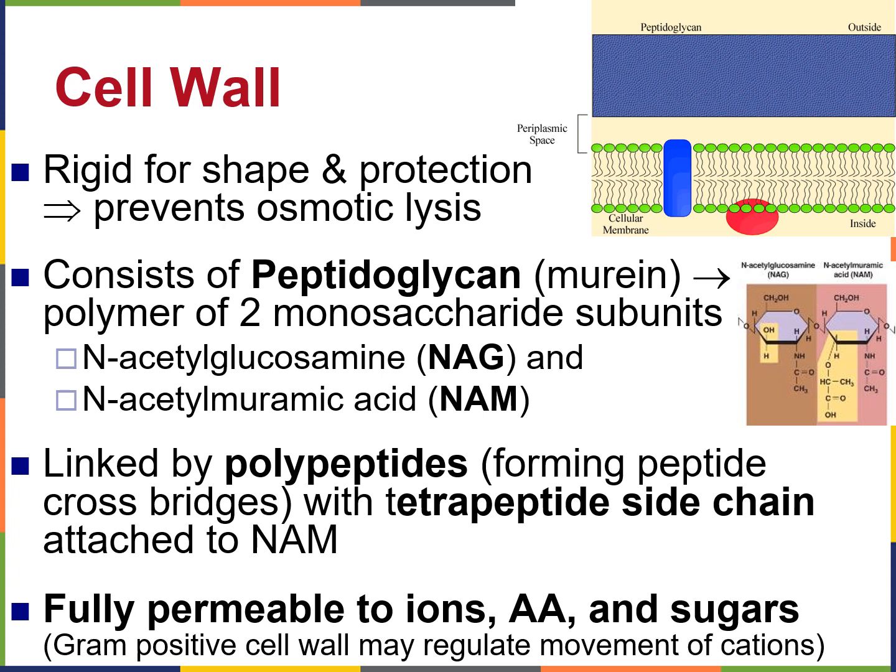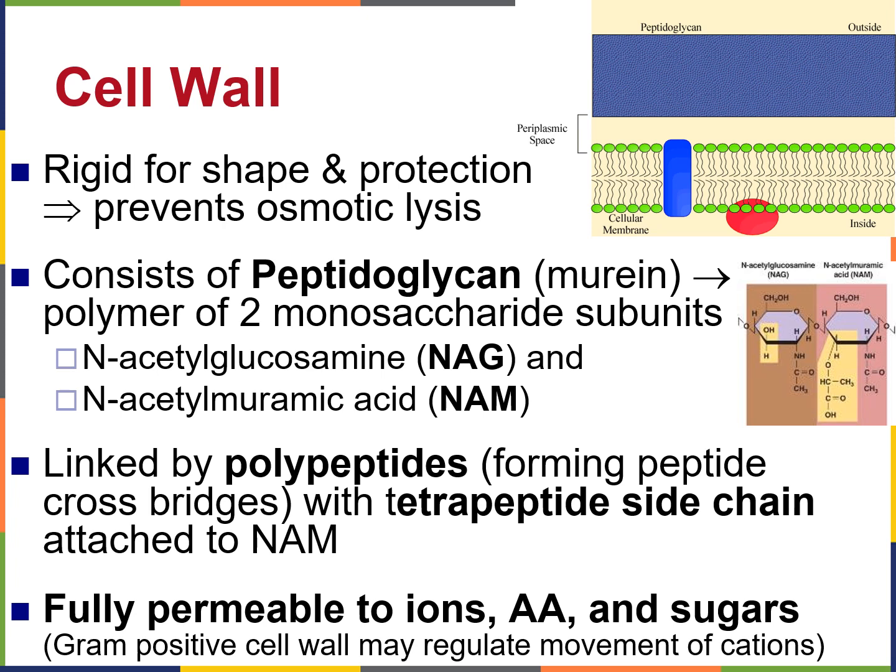And then you also have tetrapeptide side chains that are attached to NAM. Well, if you look at that word tetrapeptide, tetra means 4. Peptide is an amino acid. So it's 4 amino acids. And they form side chains that are attached to NAM. So what really makes up peptidoglycan are these alternating subunits of NAG and NAM, followed by cross bridges and tetrapeptide side chains holding those carbohydrate strands of NAG and NAM together.